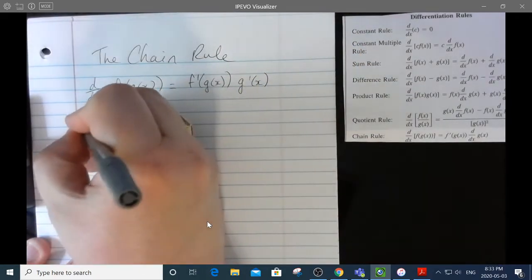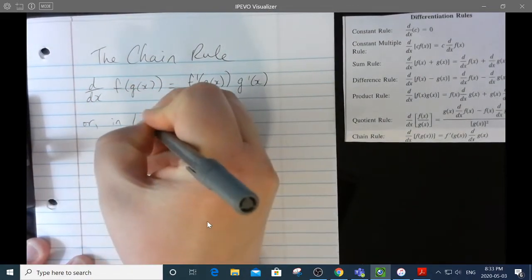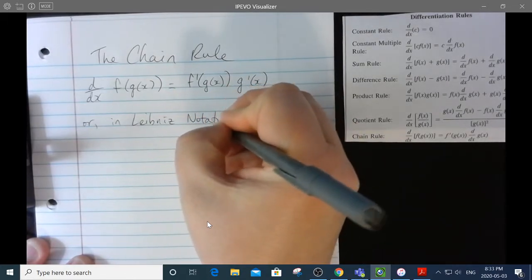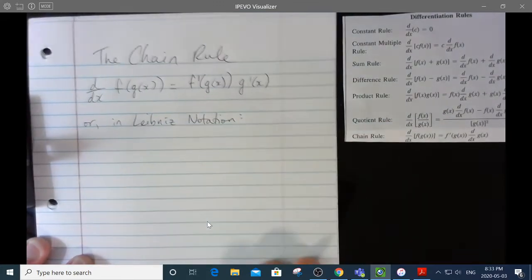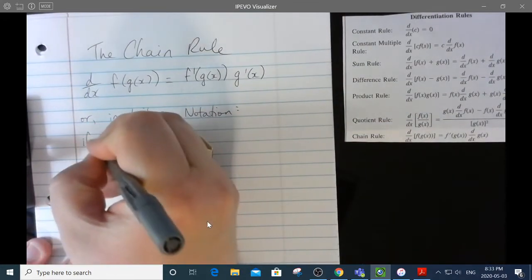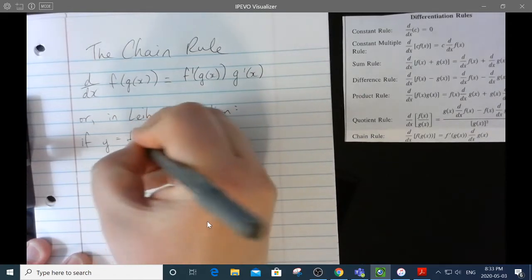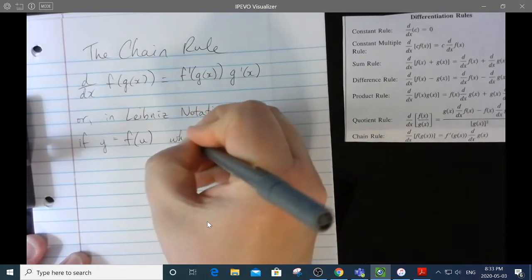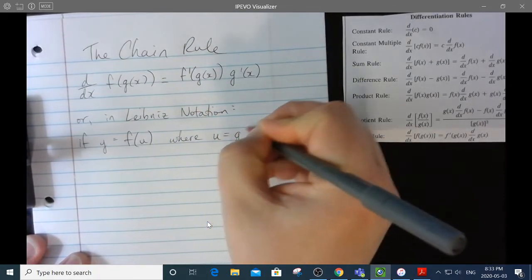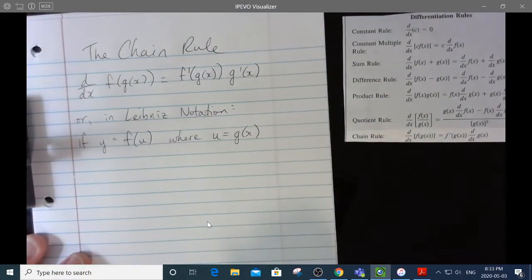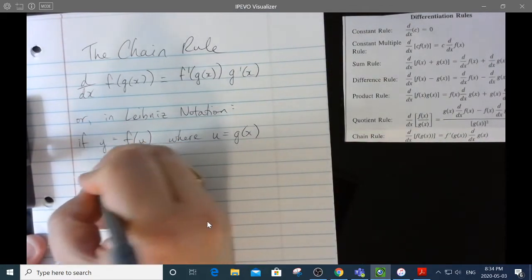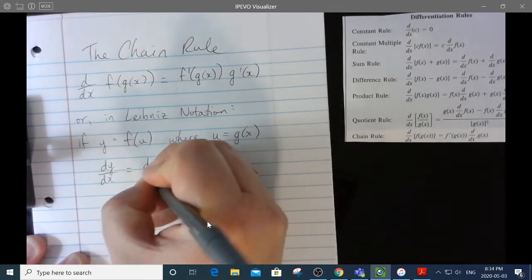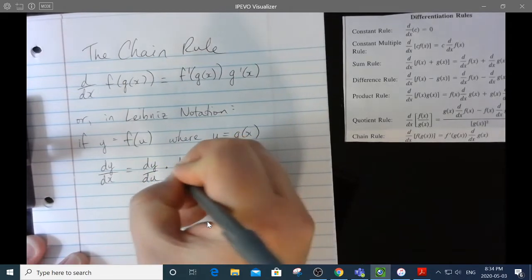In Leibniz notation, which granted we don't use that much so far, but we'll start using it more as we get into more complicated things. In Leibniz notation, you can say if y is equal to some function of u, and that u is equal to g of x, then the derivative of y with respect to x is the derivative of y with respect to u times the derivative of u with respect to x.